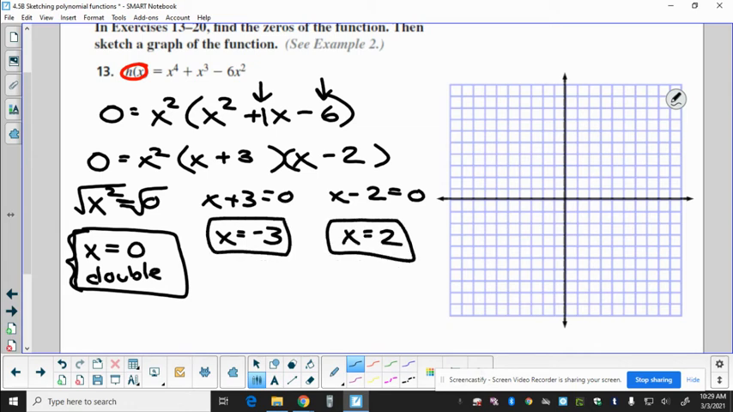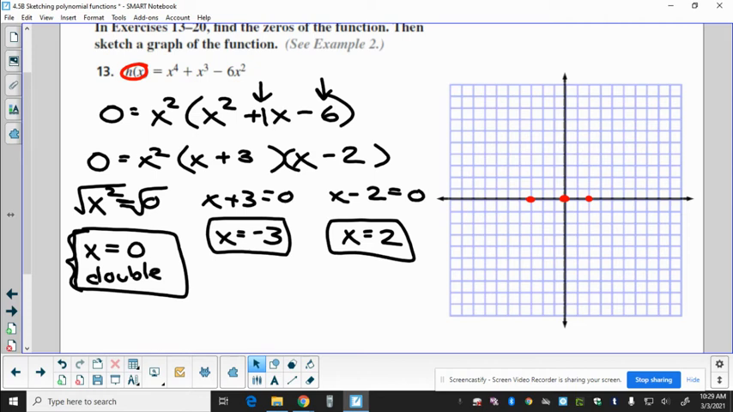So I think we're ready to start taking a look at the graph now. You should have all those points plotted. We have one at negative 3, that's an x-intercept, 0. Now that one's a double 0, and we'll have to remember that in a second. And at 2.